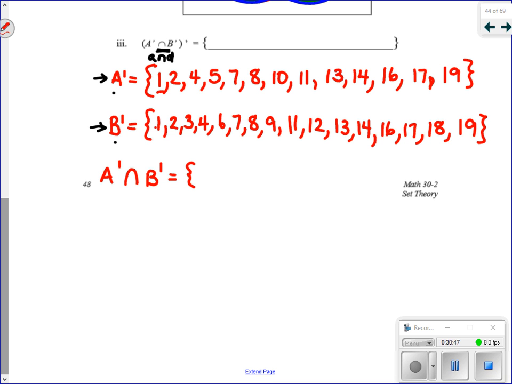So 1 is in both, 2 is in both, not 3, 4 is in both, not 5, 6, 7 is in both, 8 is in both, 11's in both, 13's in both, 14's in both, 16's in both, 17's in both, 19's in both.